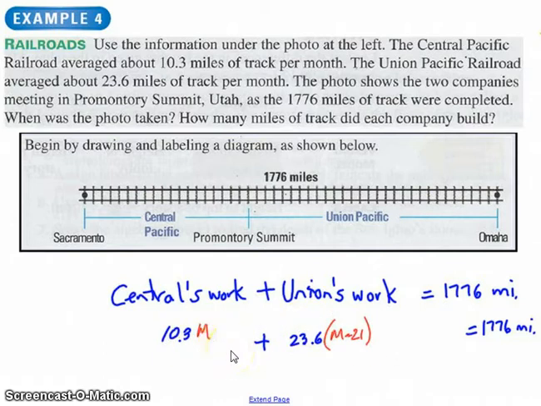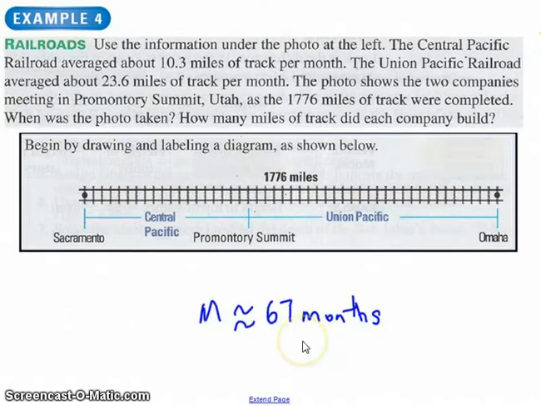That's what I just said. Now let's distribute that 23.6, and what you've got is 10.3m and another 23.6m minus this piece. You're going to move that over. You're going to combine those two. Those two are going to become 30.9m. And if you do all the work out, you're going to find that m turns out to be about 67 months.